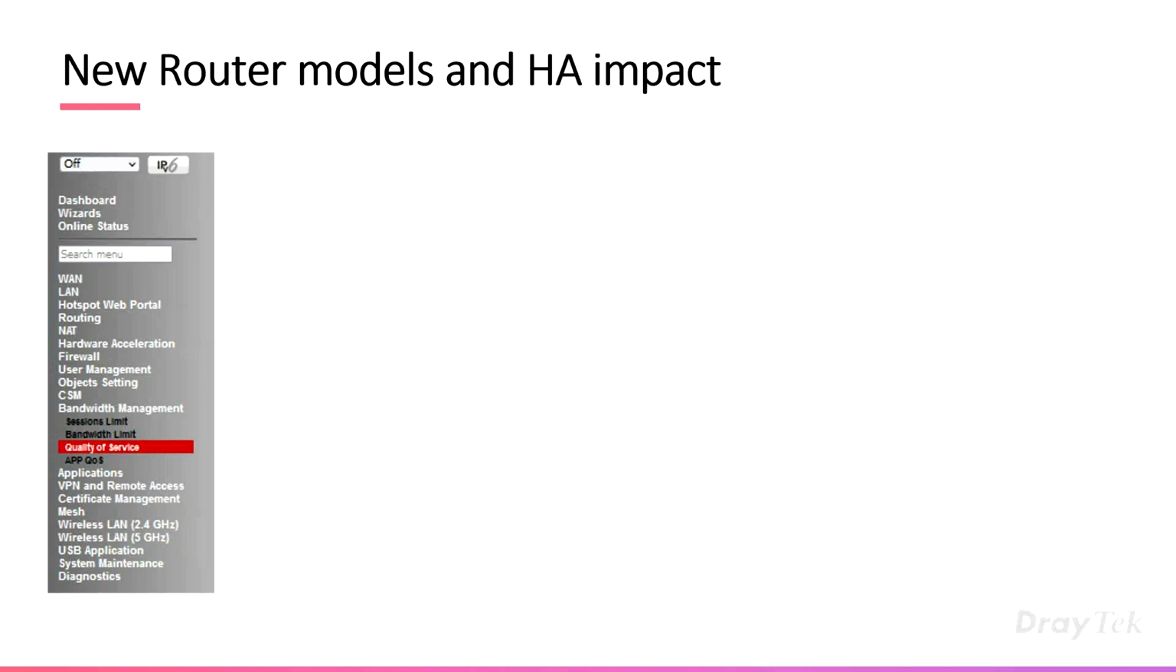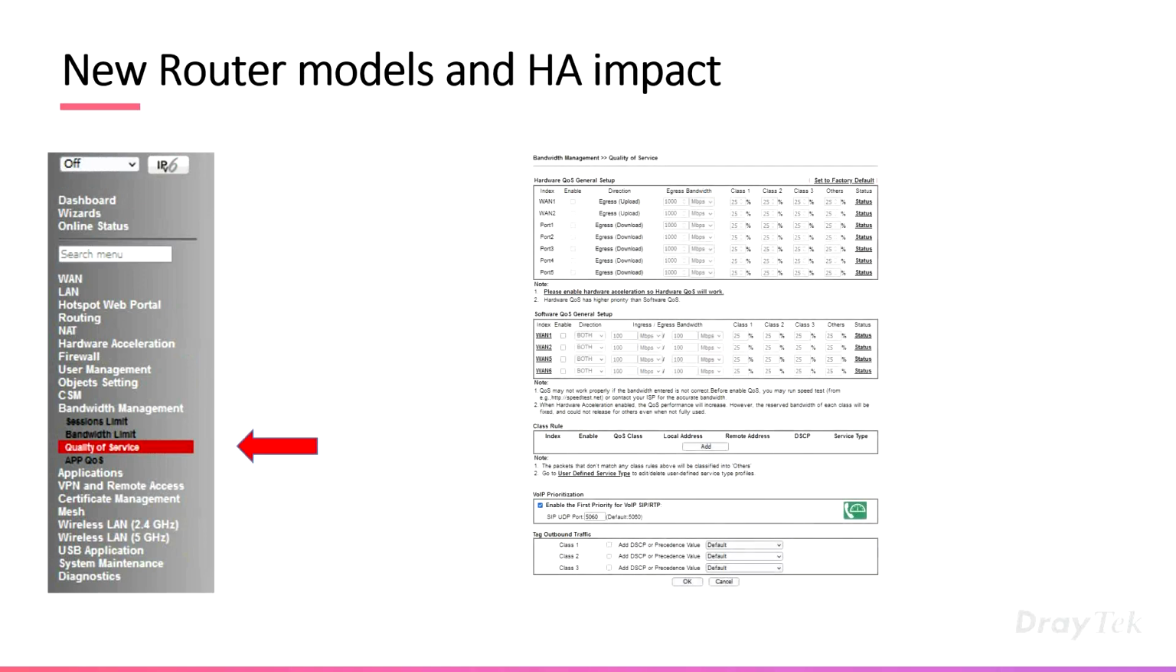After that, under bandwidth management, quality of service, on the new router models you will soon have the ability to control how hardware acceleration and QoS are working. With the release of the 4.4.0 firmware version, the following section will grant you granular access to how hardware acceleration and QoS are working together.